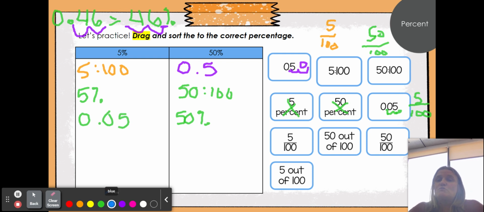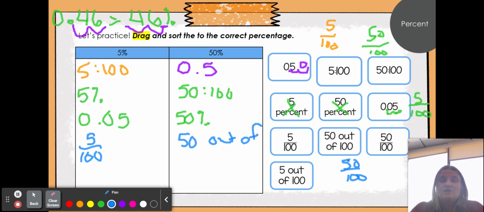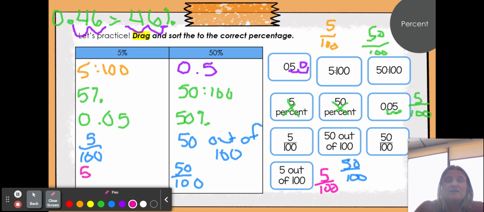Okay, let's go to my next row. 5 out of 100, written as a fraction, happens to be 5%. 50 out of 100, I can write that as a fraction, 50 out of 100. Okay, and again, we have the same fraction right next door, so let's just write it as a fraction, 50 out of 100. All right, and we have one last one, 5 out of 100, and I can write that as a fraction, 5 out of 100.